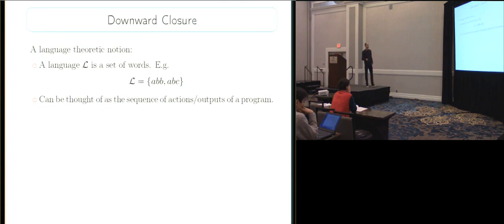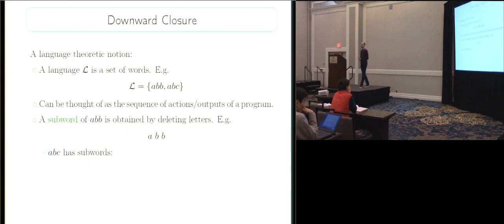So if we want to take a downward closure, what we do is we take a word, any trace of our program, and we start deleting, and we think about what the subwords of that are. To do that, we start randomly deleting characters from these traces. So here we have a word, A with two B's. To get a subword, we pick a character, say this B here, and we delete it from the word.